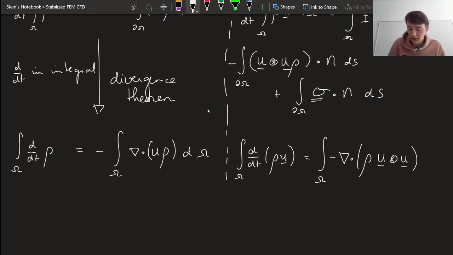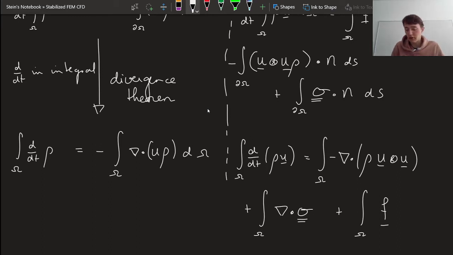I also have the divergence of my stress. And I still have my source term. Now we can also see that all terms inside the integrals are still vectors. On the left we have rho times u, that's a vector. On the right we have the divergence of a second order tensor, well that's a vector. And we have here a vector, and again we have the divergence of a second order tensor, also gives me a vector.